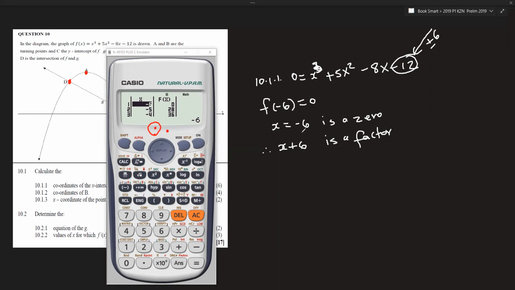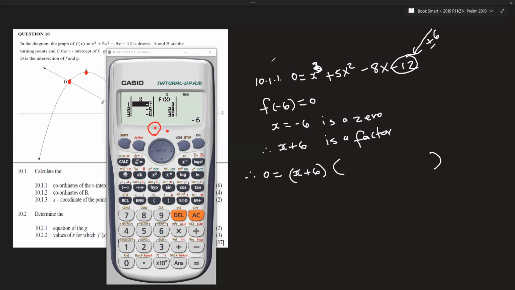Therefore, you always take it to the other side to join the x. The sign will always change, basically. So x plus 6 is a factor. Therefore, we can do this: 0 equals x plus 6. Then we know that here. I'll show you something now. Let's do this.